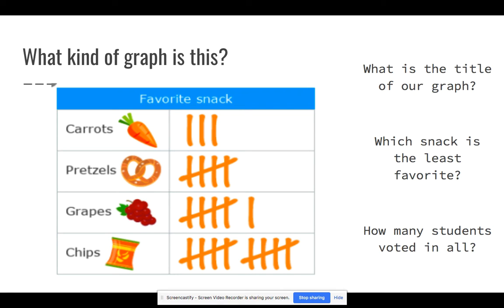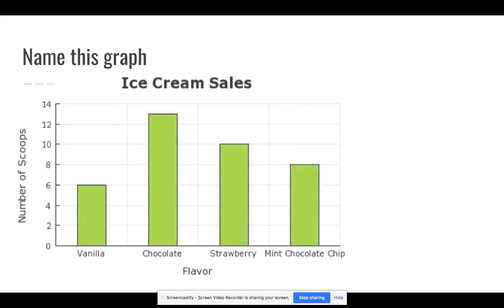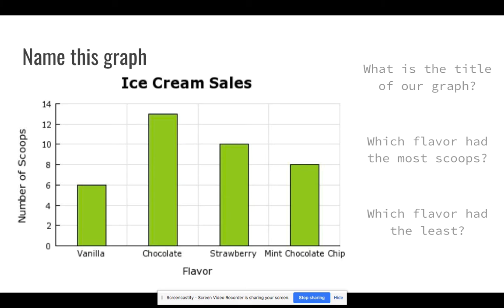Let's move on to our next one. Name this graph. What kind of graph is this? Right, this is a bar graph. Bar graphs represent data using bars. What is the title of our bar graph? What is our title? Right, our title is Ice Cream Sales. It's telling us how much ice cream they sold.